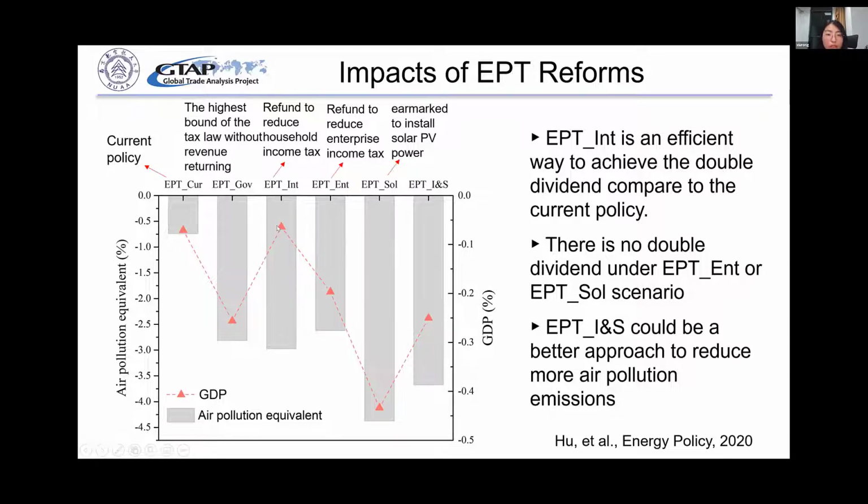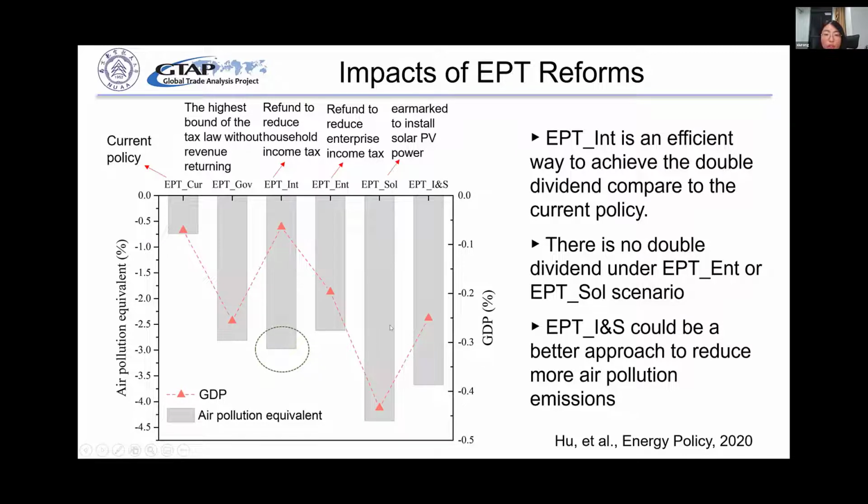From this figure, we can say that if we strengthen the tax rate to the largest and then use the revenues to reduce household income tax, it could be the most efficient way, because compared to our current policy, it could reduce more air pollution and also bear less GDP loss.